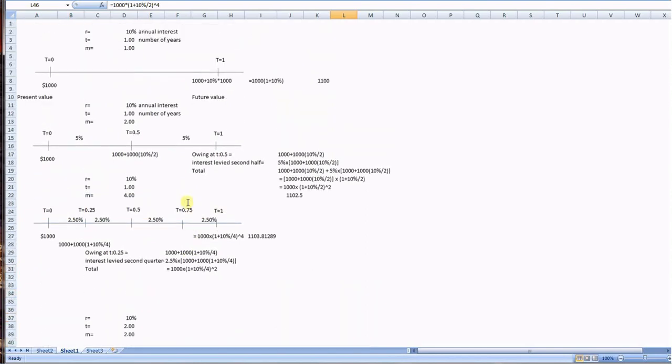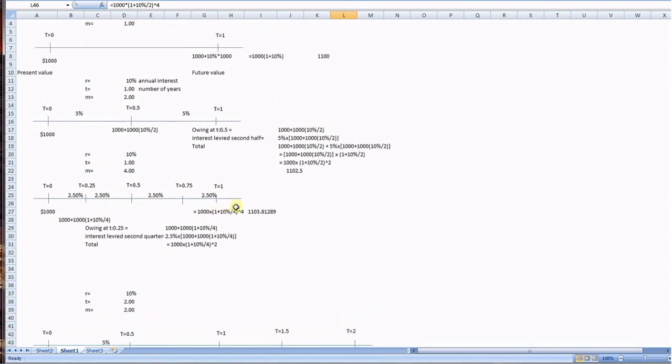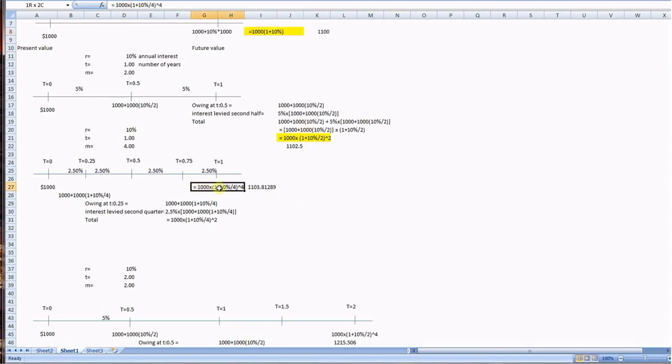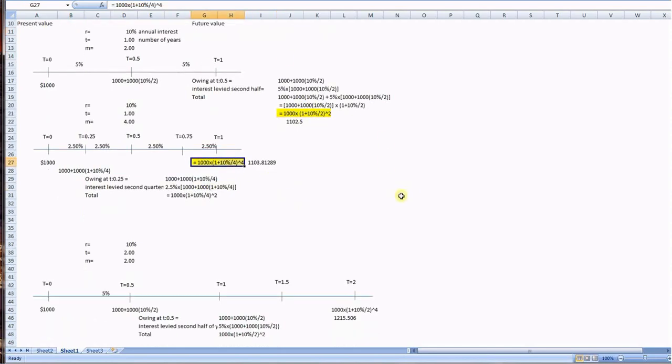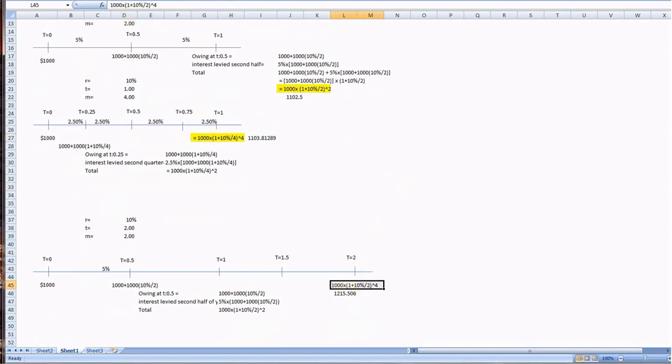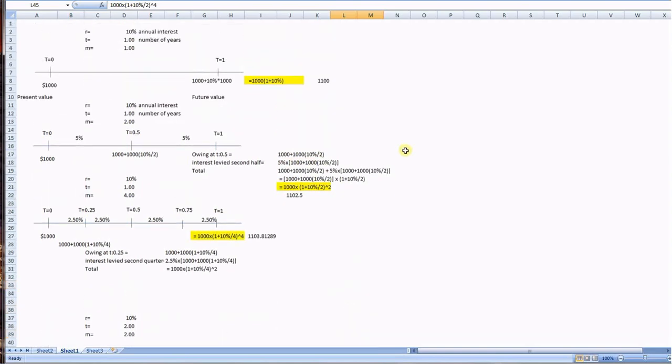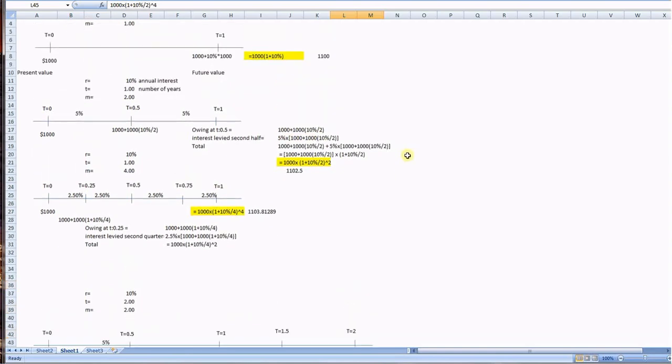So just to end it all off, let's look at all the formulas that we have. This one for the 1 year and no compounding. This one for the 1 year and 4 compounding, and this one for the 2 years and 2 compounding. And actually we can generalize based on all these formulas and try to link the future value and present value and all the interest rates.